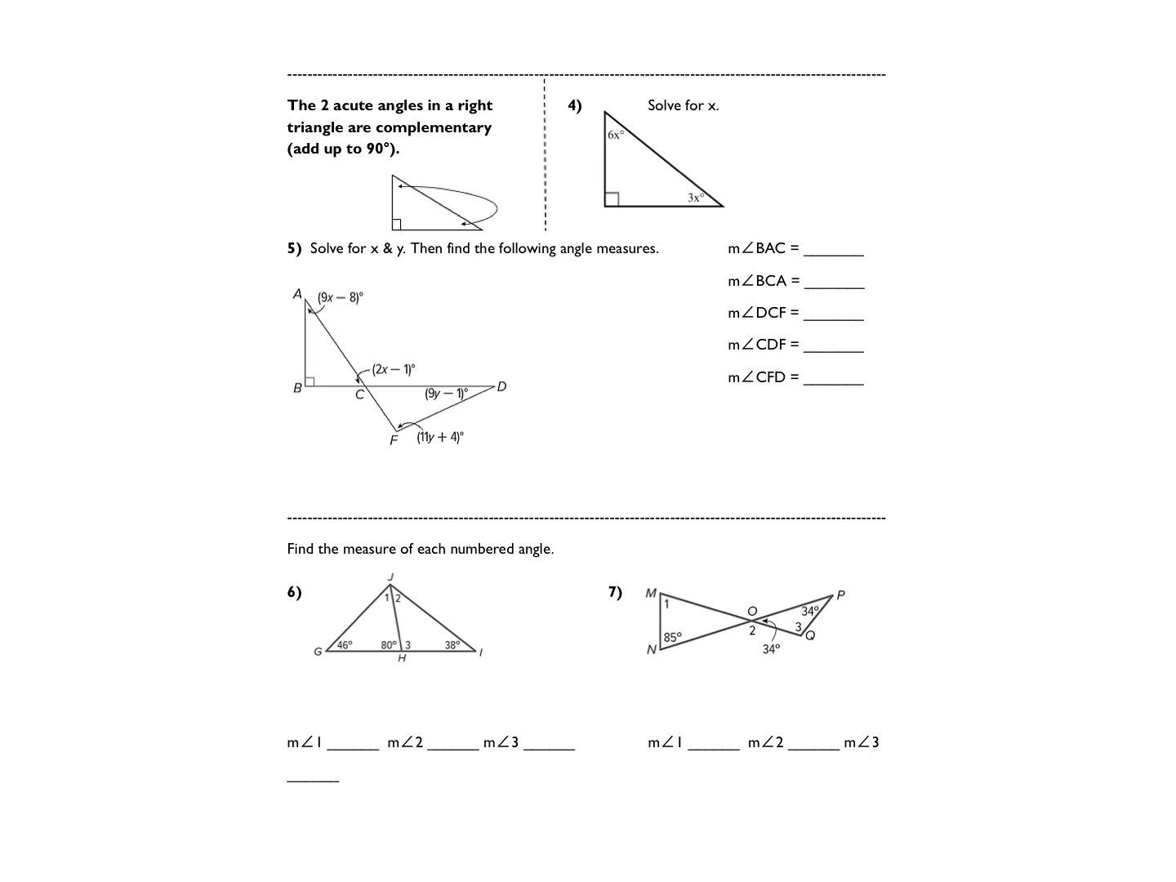So that means that in number 4, the 6x added with the 3x would equal 90 degrees. So we do 6x plus 3x equals 90. So that's 9x equals 90. So that means that x is 10.